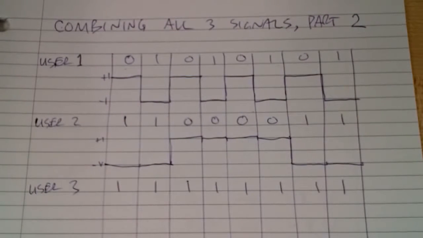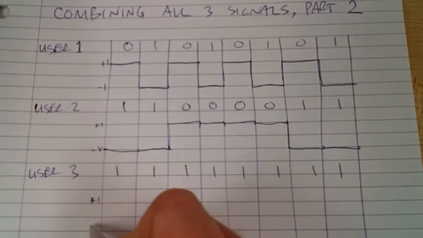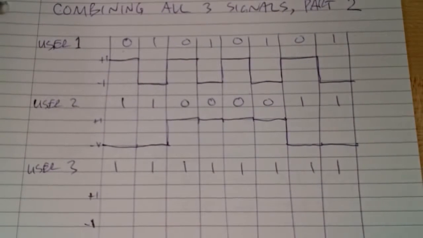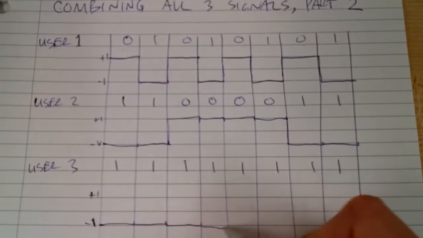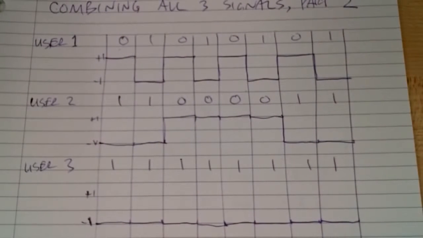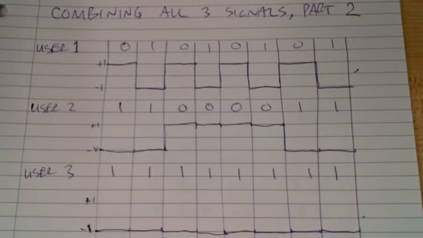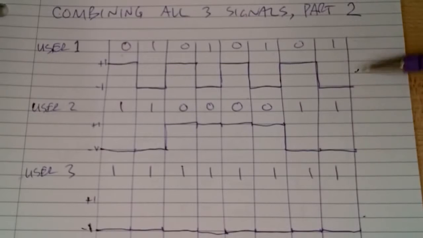Like that. And user 3, well, this one will be easy, +1 and -1. So 1 bit is -1 volts. So I have 3 unique waveforms which represents the spread signal. That's what we've got so far. Okay, so we have user 1, user 2, user 3. We've created waveforms which represents each user.